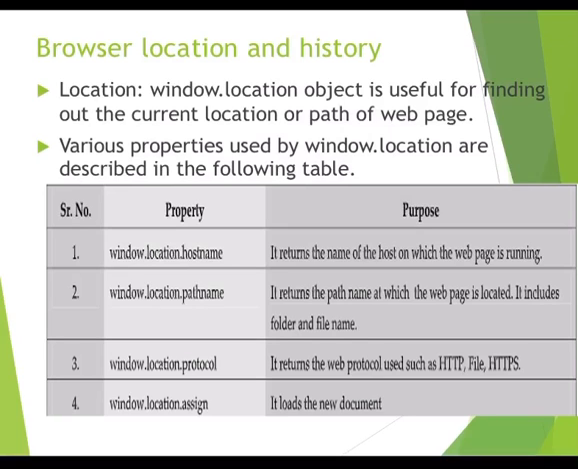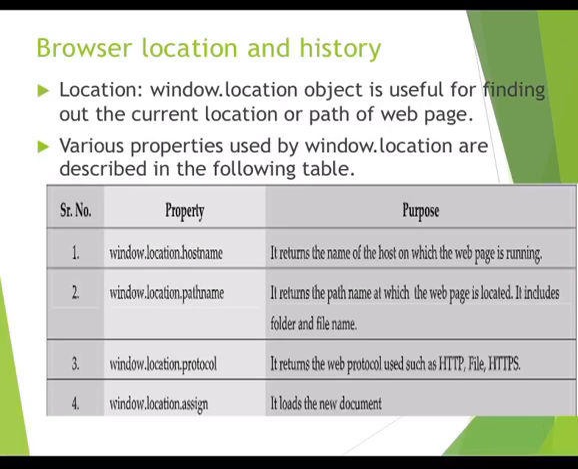So first is window.location.hostname. It returns the name of the host on which the page is running. Next is window.location.pathname. It basically returns the path name at which the web page is located. It includes the folder or the file name where your page is stored. Okay. window.location.protocol specifies the protocol that is used, such as HTTP or FTP, file transfer protocol. Okay, then window.location.assign loads a new document.